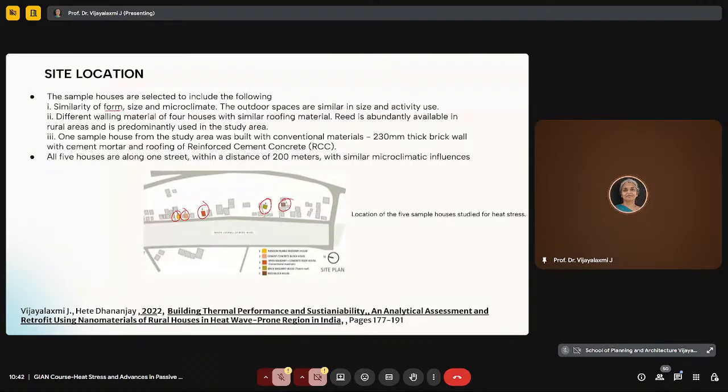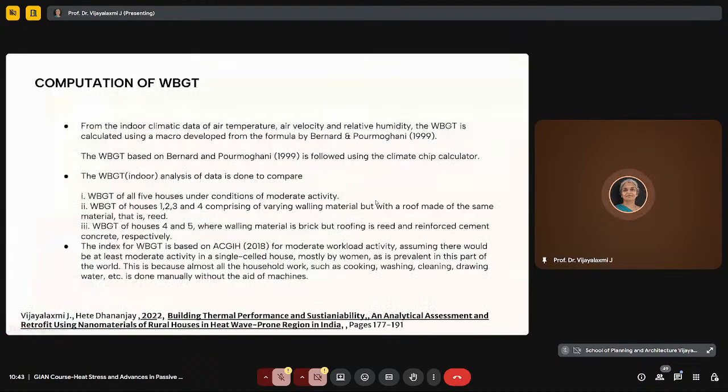But 4 of these houses had different walling material but the same roofing material. And one sample house was built with conventional material. So 4 houses plus 1 conventional house were selected, and all these houses were along one street within a distance of say 200 meters. So we assume that the microclimate did not vary much.